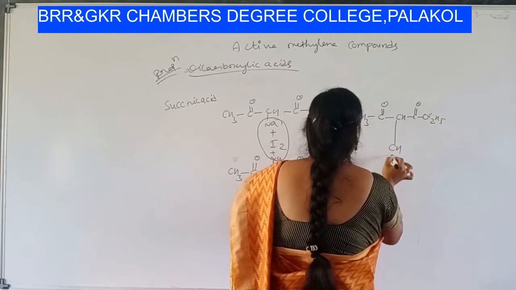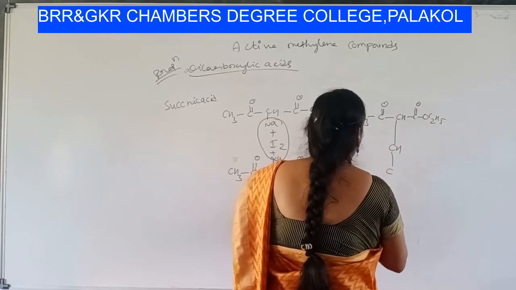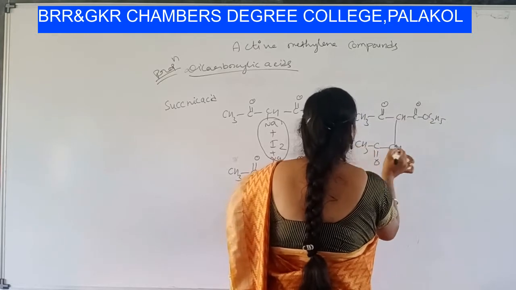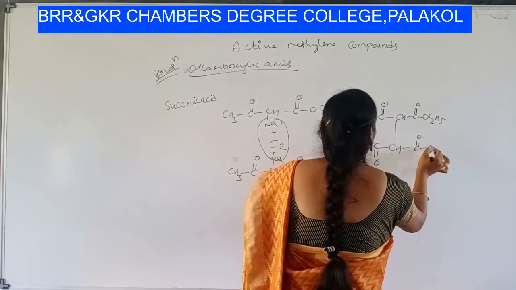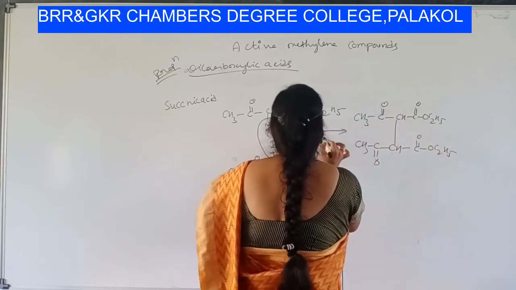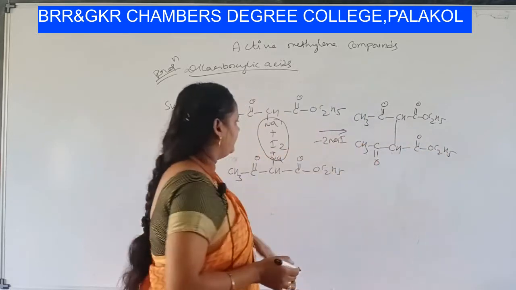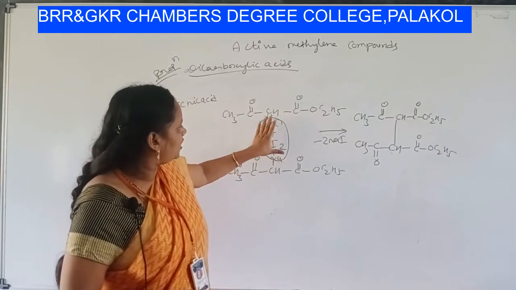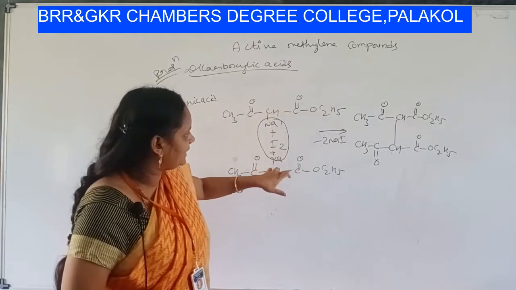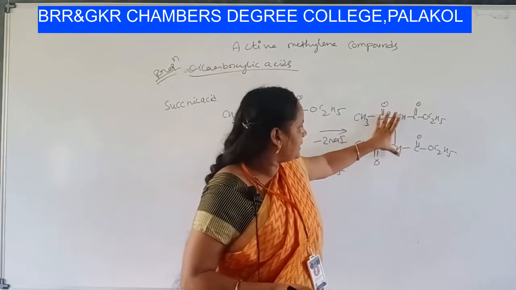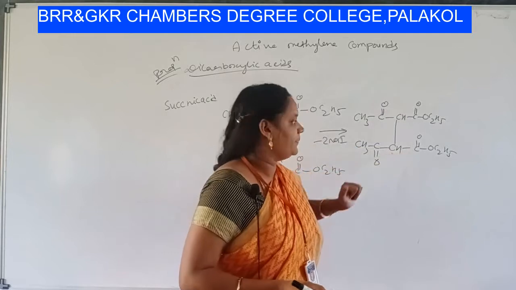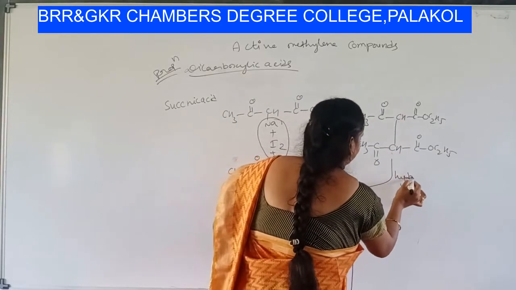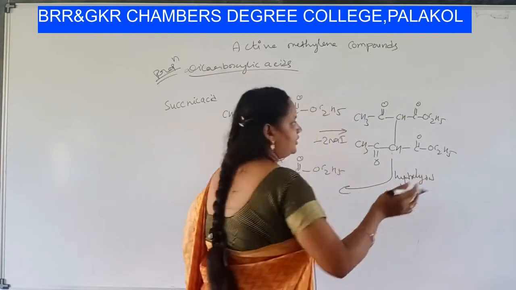Here CH, C double bond O, CH3, C double bond O, OC2H5. So minus 2 NaI. You are removing 2 moles of NaI and a bond is formed between this CH and this CH. That's all. This is a bond, students, not a line. Okay. Next, we have to do hydrolysis.